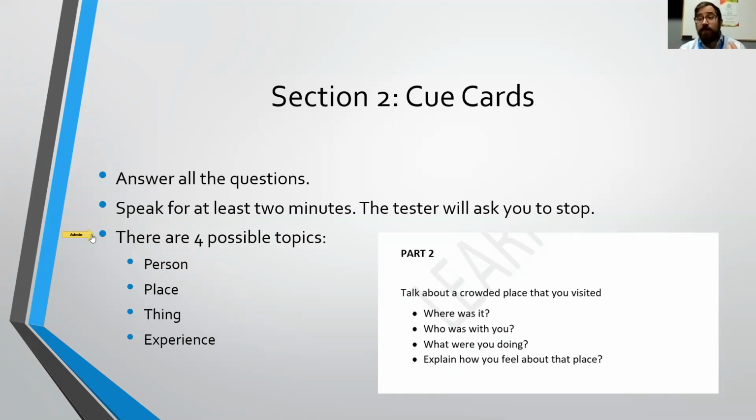Also, another thing that's important to know for practicing is that there are 4 possible topics. You have a person, a place, a thing, or an experience. Many of them have some element of experience. You can see in this example, talk about a crowded place that you visited. So it's your experience visiting a place. Now, throughout our course, we'll talk about all the different types of topics, and we'll practice answering cue cards for person, place, thing, and experience. So you'll get much more comfortable and confident doing section 2.